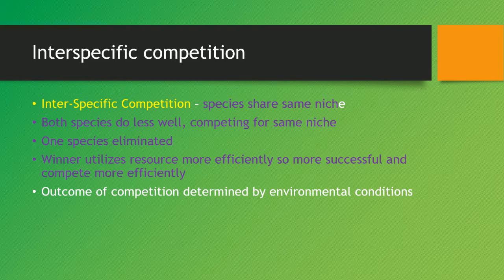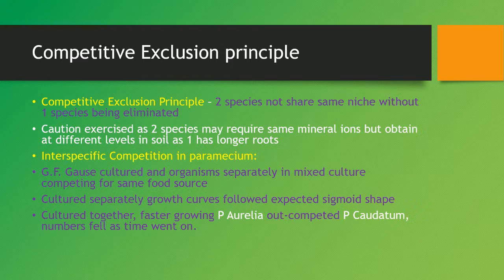You then have interspecific competition, which is whenever species that share the same niche both do less well as they're competing for the same niche, and one species will be eliminated. The winner will utilise the resource more efficiently and be more successful. The outcome of this competition is determined by environmental conditions. There's something called the competitive exclusion principle, which is that two species cannot share the same niche without one species being eliminated. Caution is needed, as two species requiring the same mineral ion can obtain it at different levels in the soil, as one has longer roots, for example.